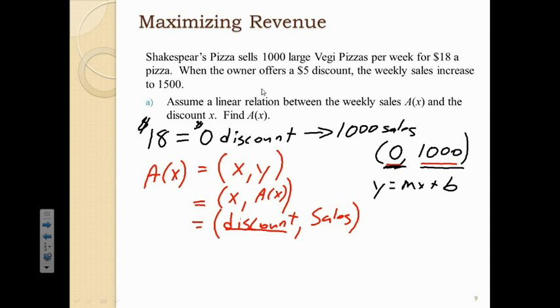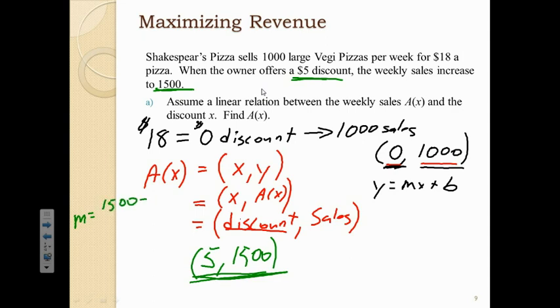And we have that information. It says when the owner offers a $5 discount, so on our next point, we have a $5 discount, the weekly sales increase to 1,500. Oh, well, the sales is 1,500. So now we have 2 points, and we can use our slope formula for this. We can set this up. Our m is going to be, let's use this one as our y sub 1 and x sub 1. So it's going to be 1,500 minus 1,000 divided by 5 minus 0.